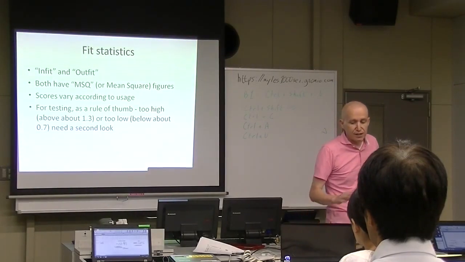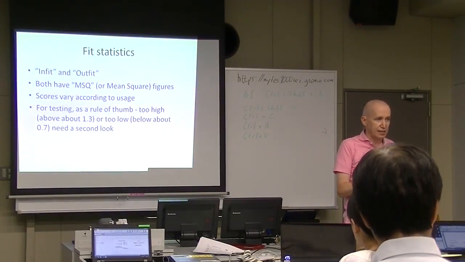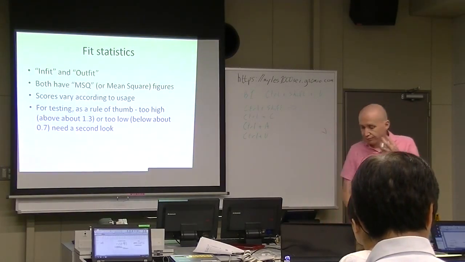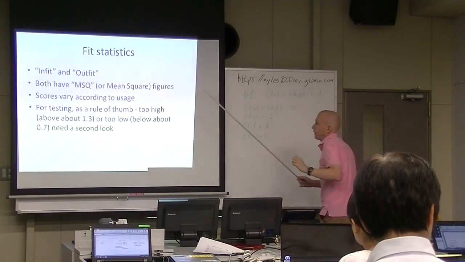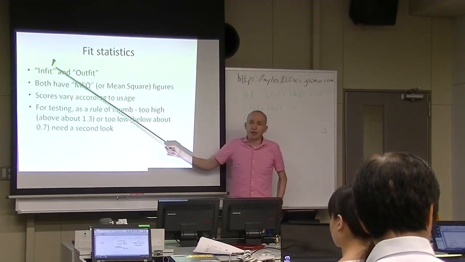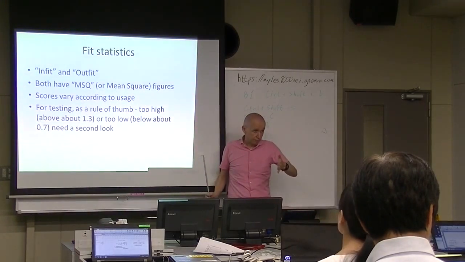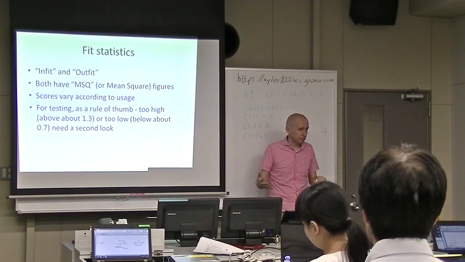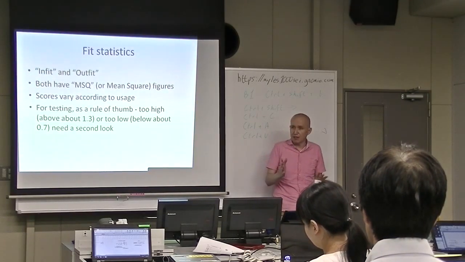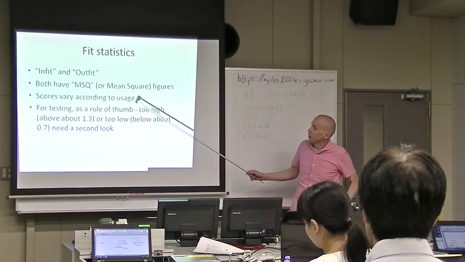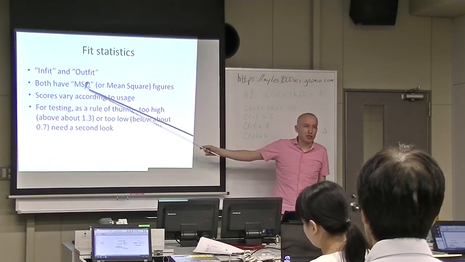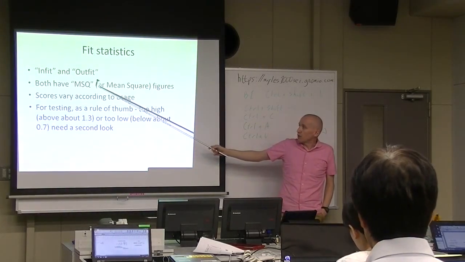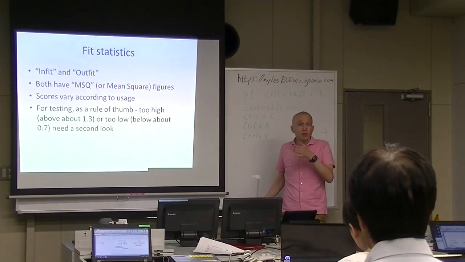Then we have the fit statistics, infit and outfit. Infit is the degree to which it follows the model. Outfit is the degree to which you get erratic behavior, behavior that doesn't fit the pattern. Both of these have an MSQ score, mean square score. The baseline for that score is 1.0.